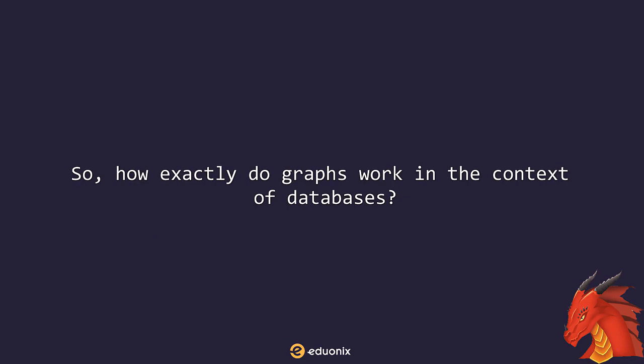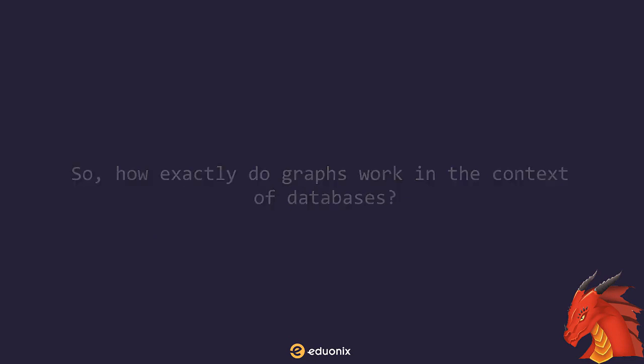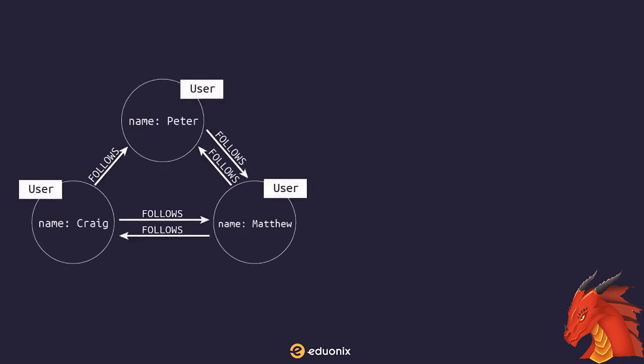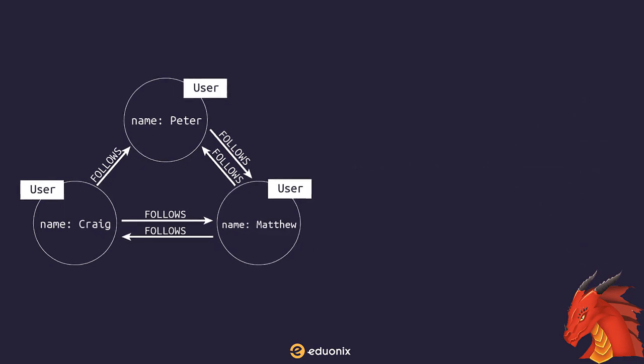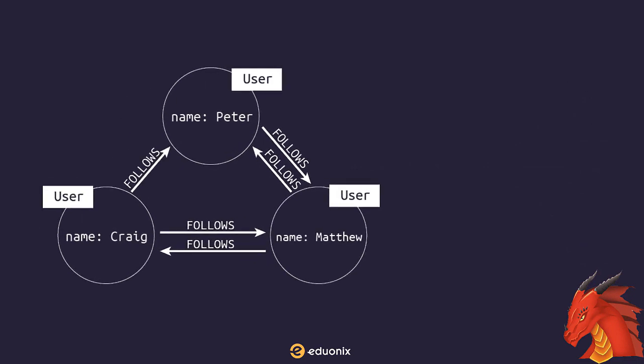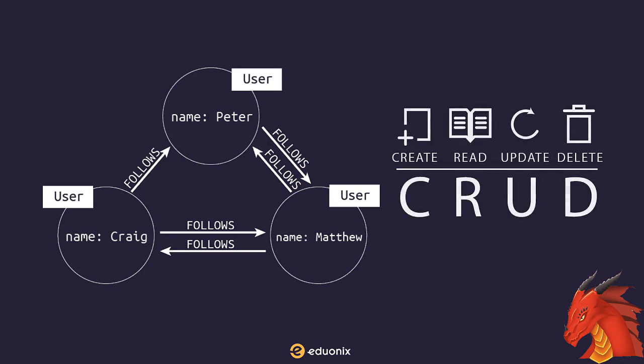So how exactly do graphs work in the context of databases? Graph databases are different from other DBMS, database management systems. Graph databases put relationships first prior to all other parameters. In the graph database world, connected data is given special consideration in regard to database CRUD operations.